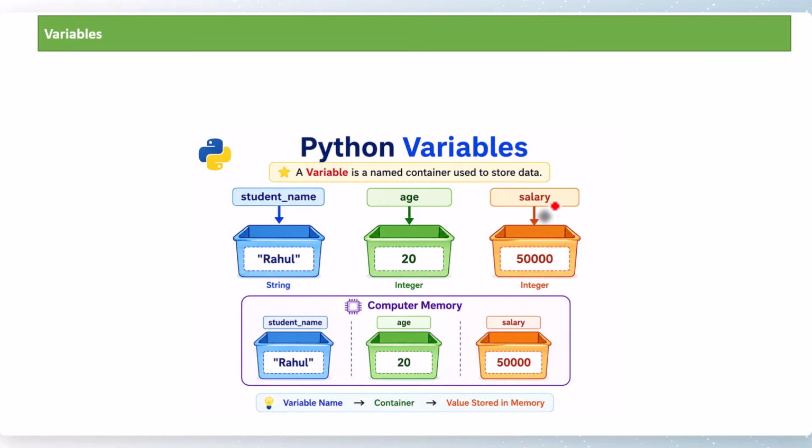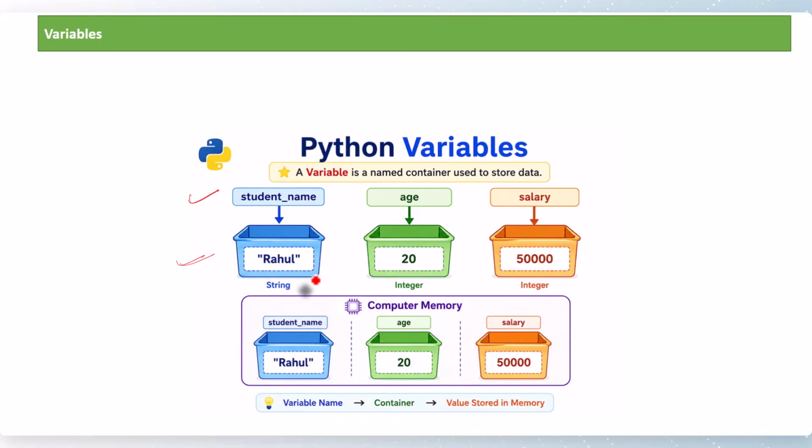And salary is again a variable name or container name. It is going to store the value 50,000. It is a type of integer. So notice that every variable has two parts. One is the name of the variable and the value of that variable. Value is nothing but the actual data we are going to store.